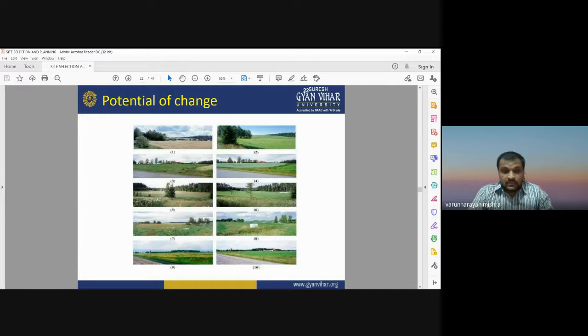If you are selecting a site which has no potential of change, and it is away from the urban area, away from the core city, it will not be developed in the near future. So you should also check the potential of change. You should check whether the site where you are going to plan some construction has potential of change in the near future or not, so that it will be good for future development, future revenue, and future land price.